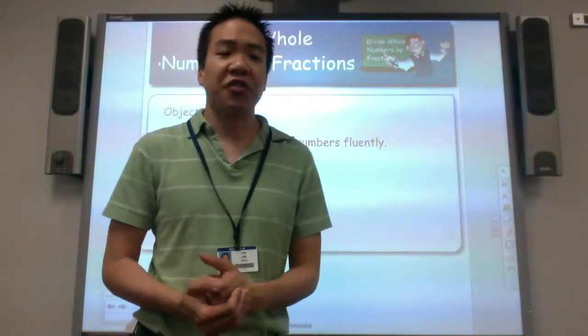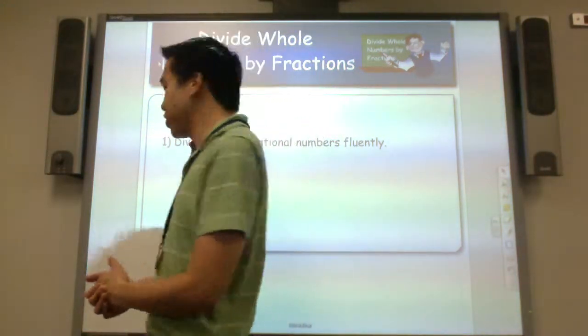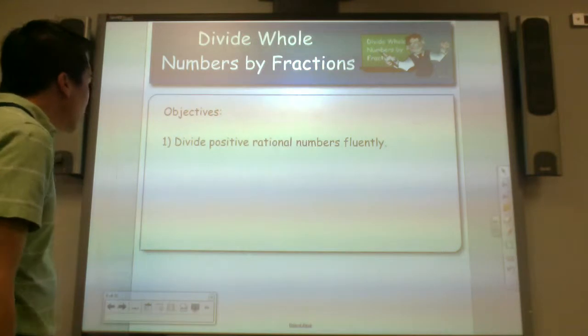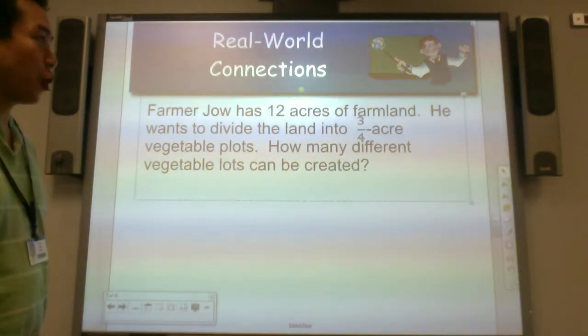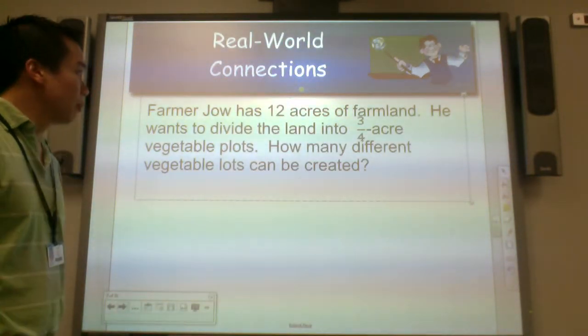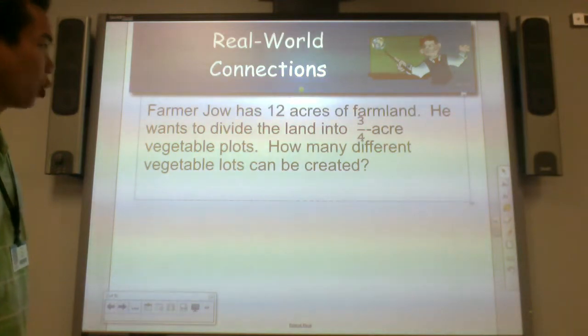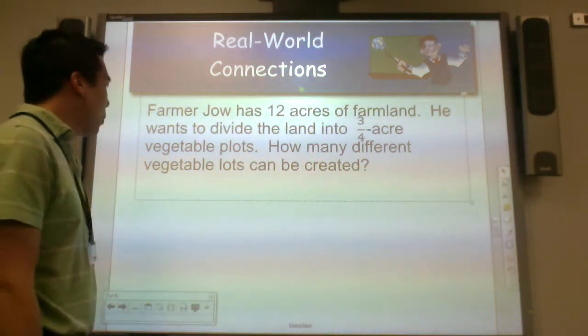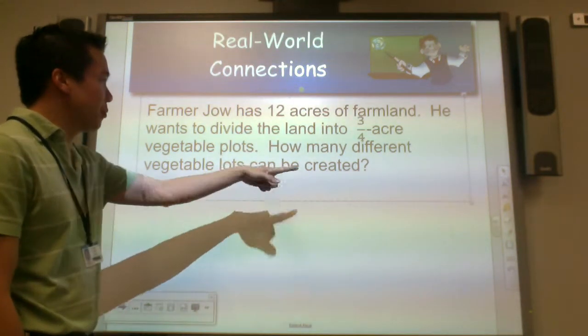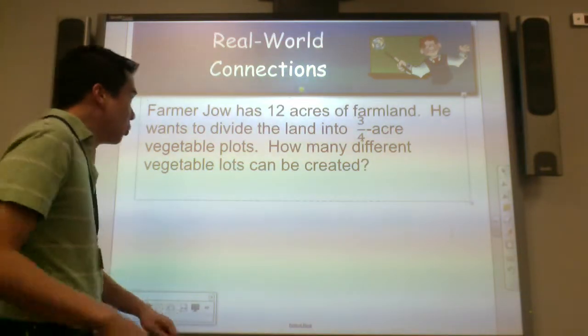Today we're going to learn how to divide whole numbers by fractions. Farmer Joe has 12 acres of farmland. He wants to divide the land into 3/4-acre vegetable plots. How many different vegetable plots can be created?